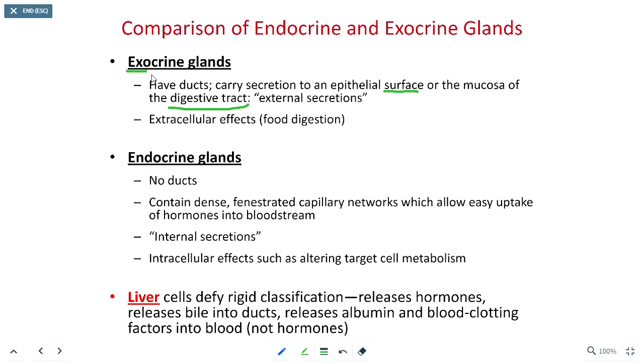And these exocrine glands are typically going to have extracellular effects. Sweat can cool us off. Digestive enzymes, well, can digest food. Mucus in our lungs can trap pollen and dust, and then we can cough it up.